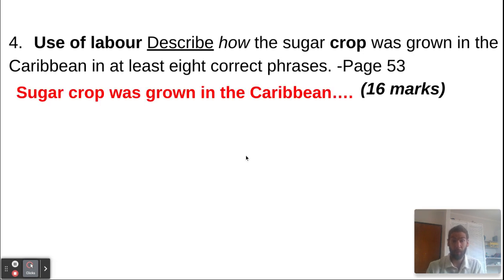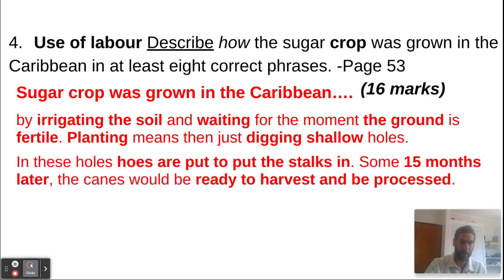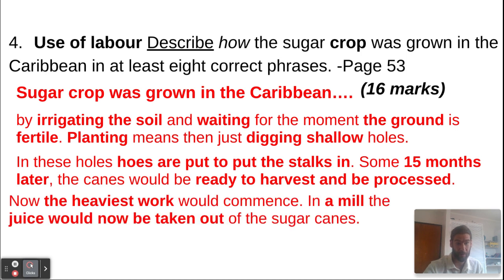Sugar crop was grown in the Caribbean. I refer back to the question. By irrigating the soil and waiting for the moment the ground is fertile. Planting means then just digging shallow holes. In these holes they put the stalks in, and some 15 months later, the canes will be ready to harvest, cut off, and be processed to make refined sugar out of it.